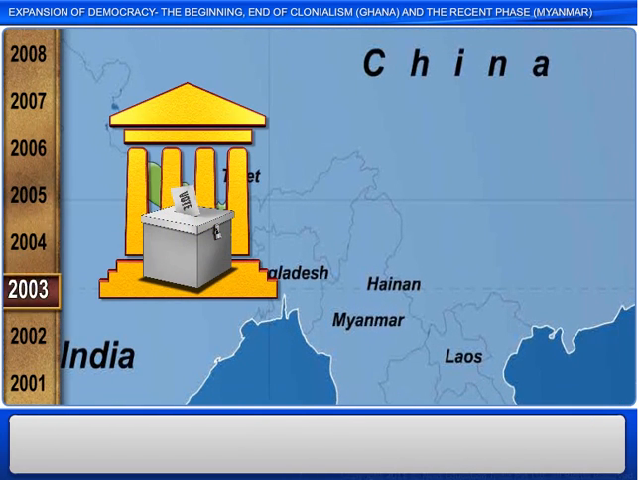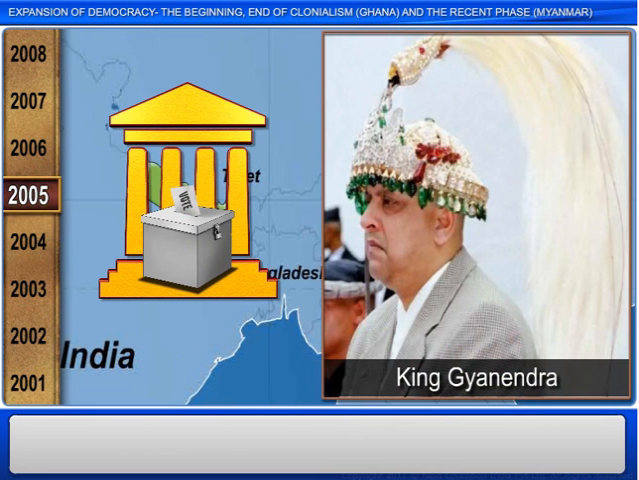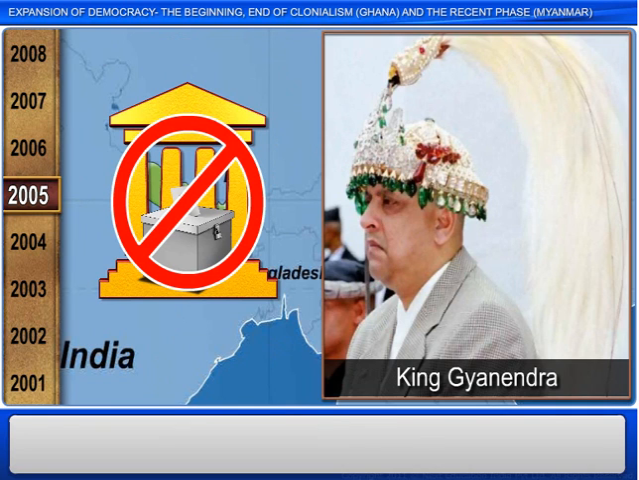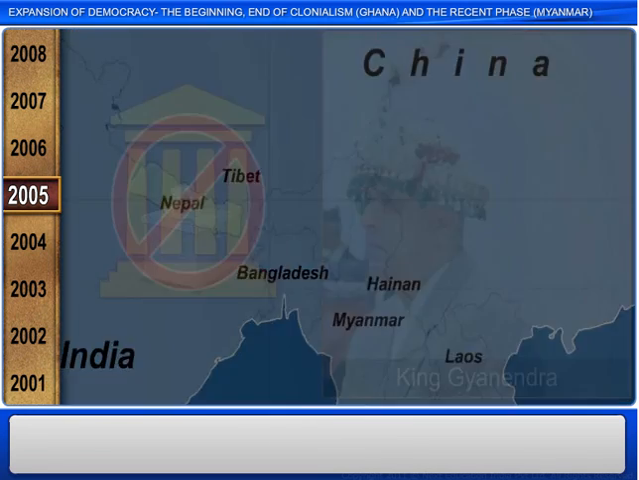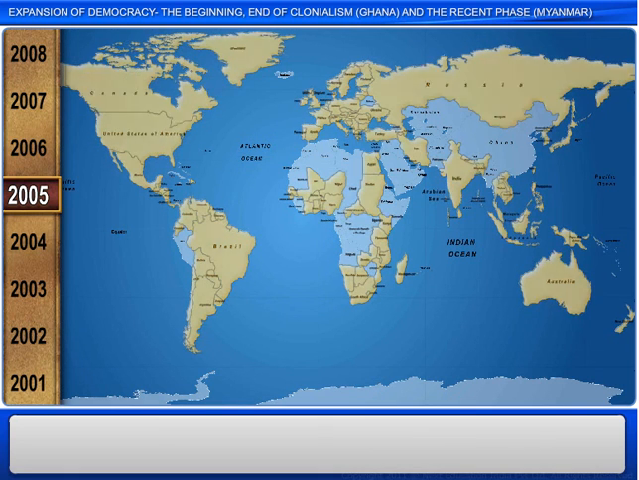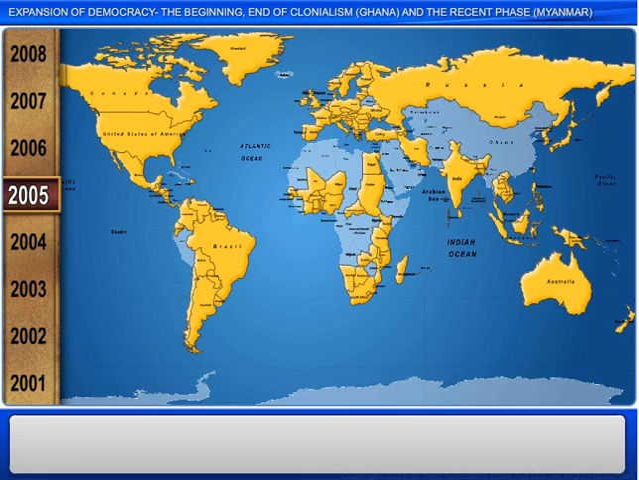Similarly, in 2005, Gyanendra, the new king of Nepal, dismissed the democratically elected government and restrained political freedom that the people had struggled to achieve for so long. However, about 140 countries held multi-party democratic elections in the year 2005. This number was higher than ever before.